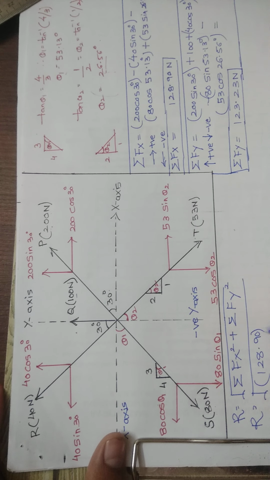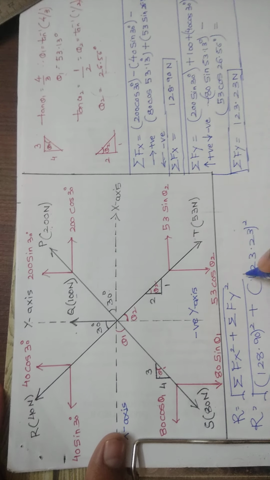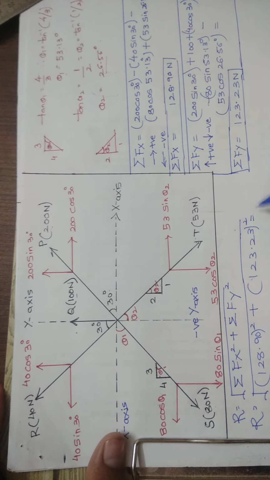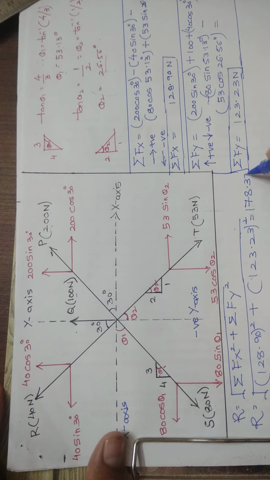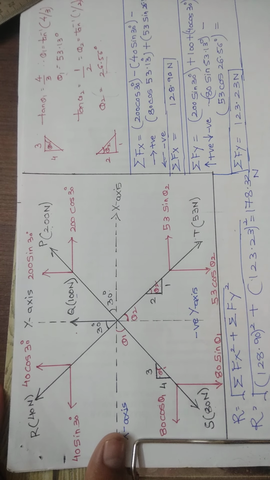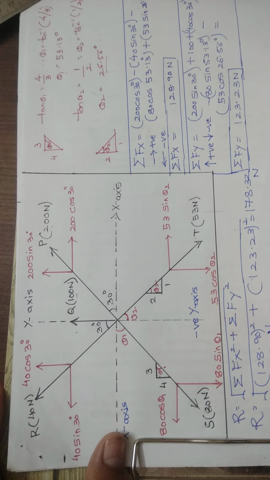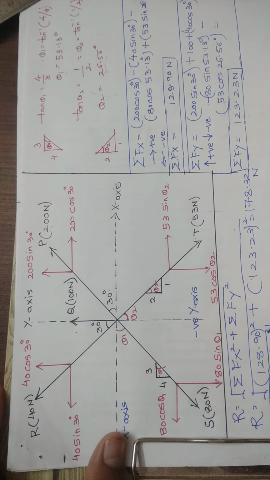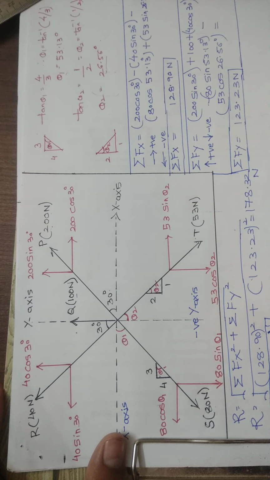128.90 squared plus 123.23 squared. What is the resultant value? It comes to be 178.32 Newtons. So R is equal to 178.32 Newtons. One thing is fixed: it lies in the first quadrant, because the X component and Y component both have a positive sign.